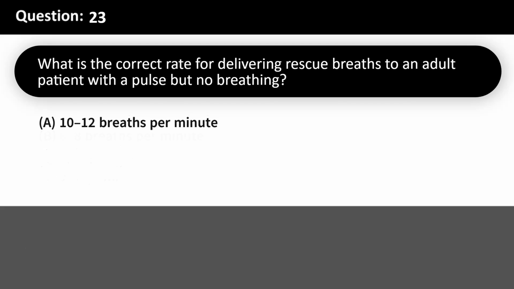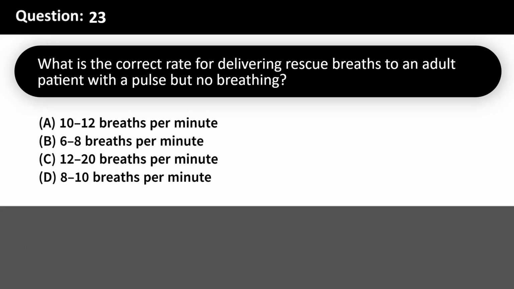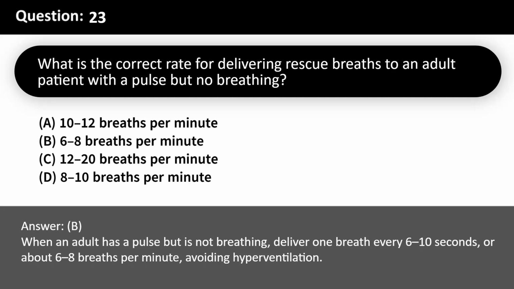What is the correct rate for delivering rescue breaths to an adult patient with a pulse but no breathing? A. 10 to 12 breaths per minute. B. 6 to 8 breaths per minute. C. 12 to 20 breaths per minute. D. 8 to 10 breaths per minute. Answer, B. When an adult has a pulse but is not breathing, deliver one breath every 6 to 10 seconds, or about 6 to 8 breaths per minute, avoiding hyperventilation.